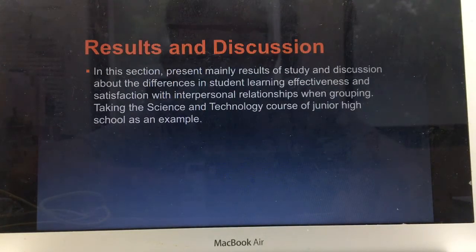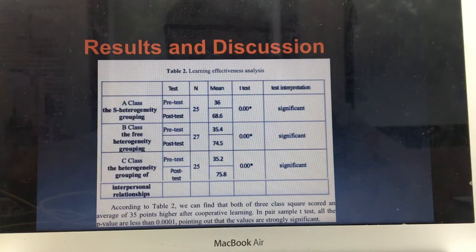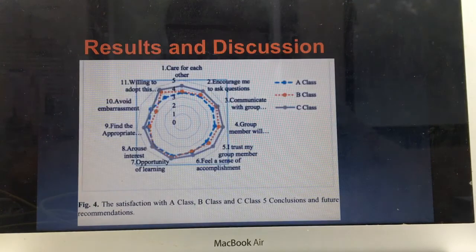In this section, we present the results, study and discussion. We have A, B, C groups. We do the pre-test and the post-test. Class A has 25 students, B class is 27, and C class is 25. We have the mean, and we can count that. All three groups show significant test results. However, we show the difference in encouraging communication with group members.